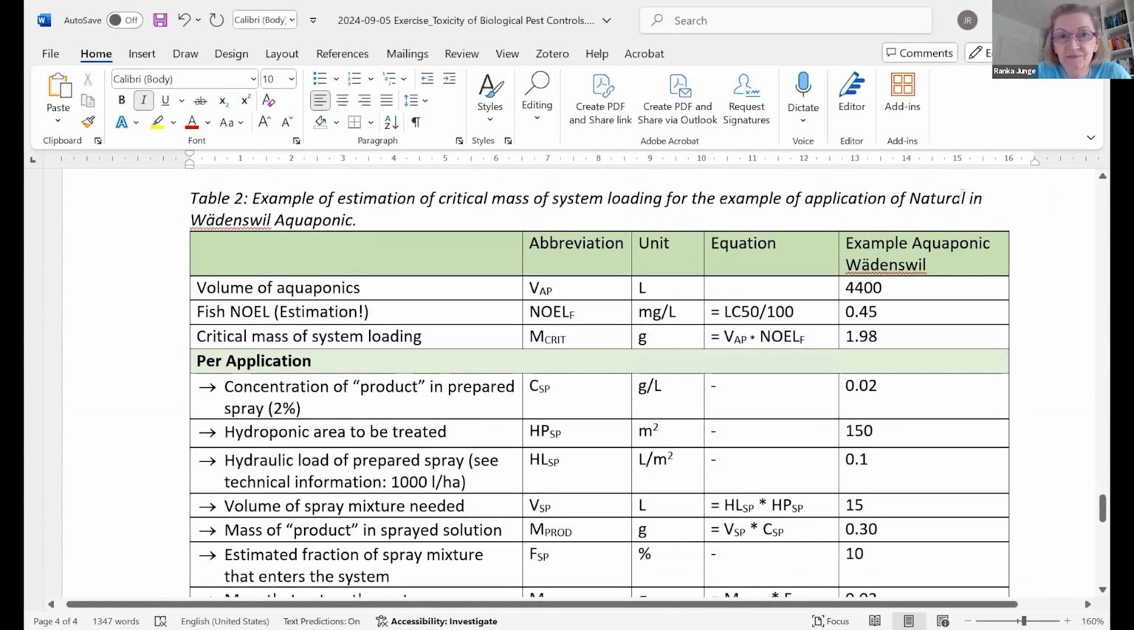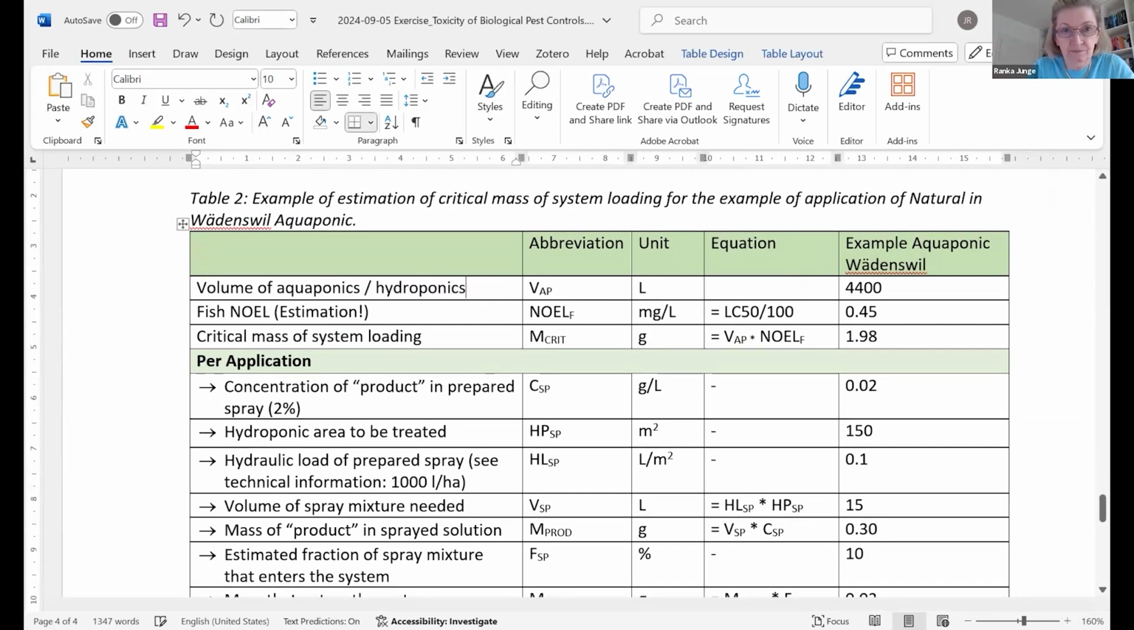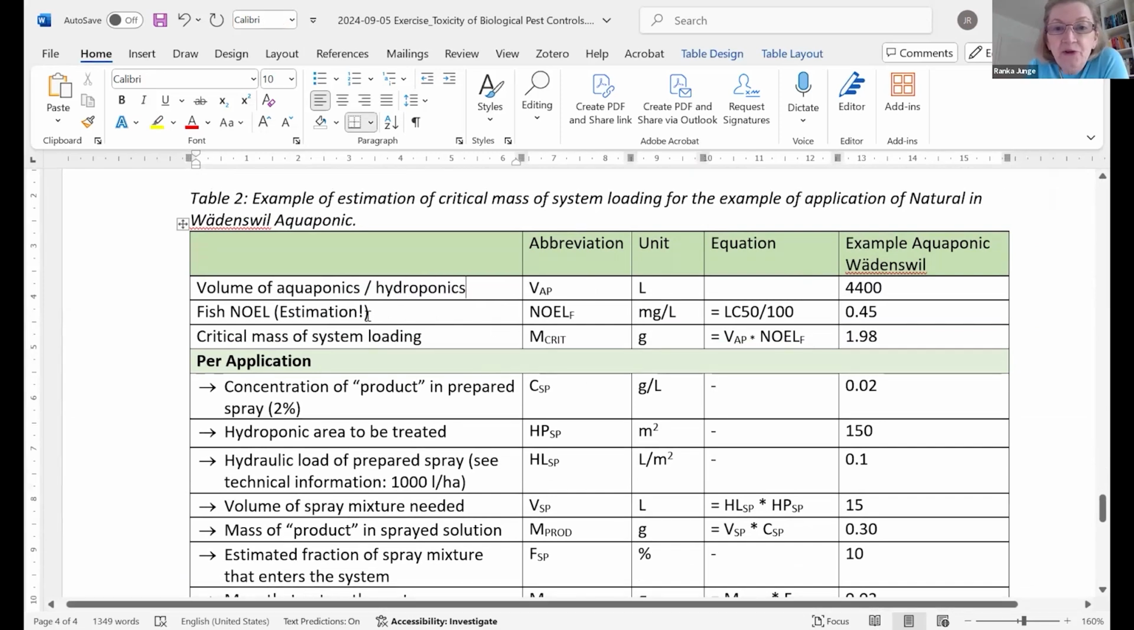Again, for natural, you will need the volume of your aquaponics system in liters, of the entire system. But if you use hydroponics, you can use that also. You estimate the no observed effect level for fish. That would be, in this case, LC50 divided by 100. And then you can calculate the critical mass of system loading.